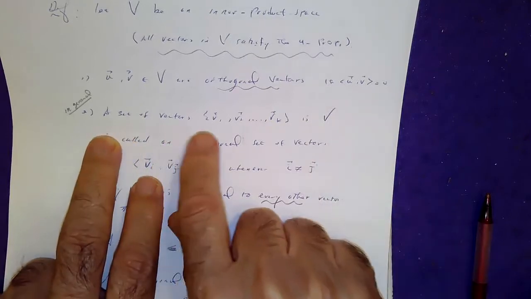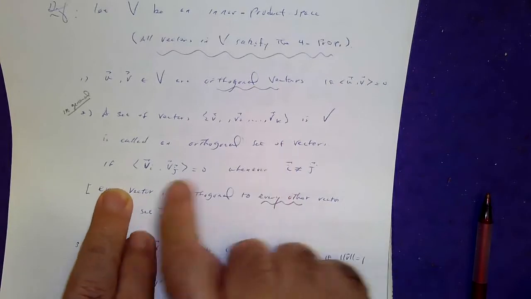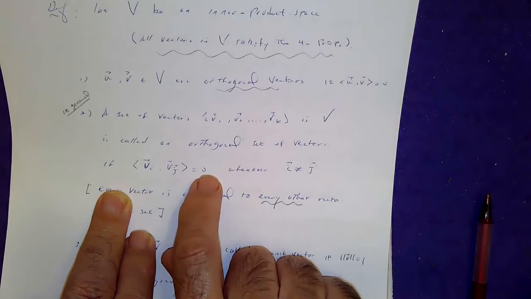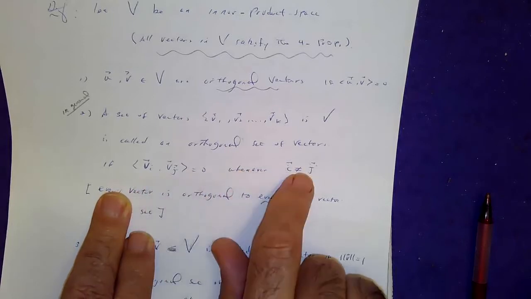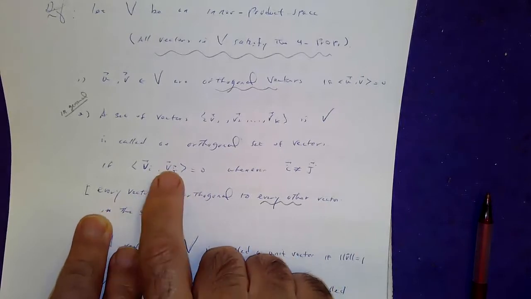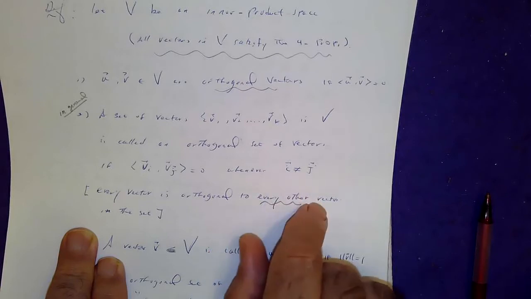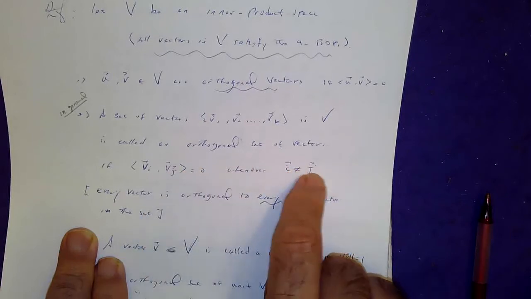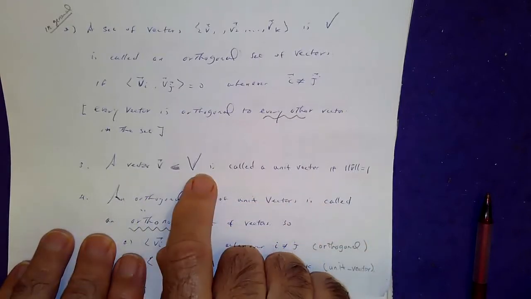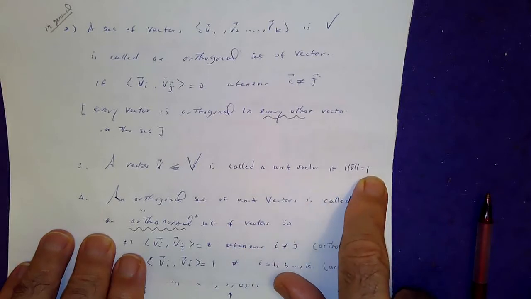However, in general, the set of vectors v1 through vk is called an orthogonal set of vectors if the inner product of vi with vj is equal to 0, where the subscripts are not the same. In other words, this implies that every vector is orthogonal to every other vector, not itself. That's why the subscript should not match. A vector v in the vector space V is called a unit vector if the norm is 1.